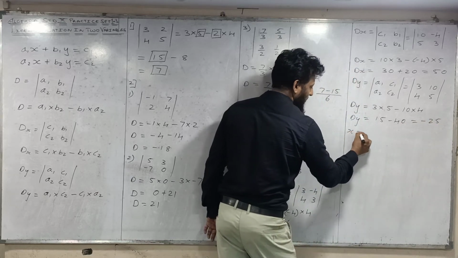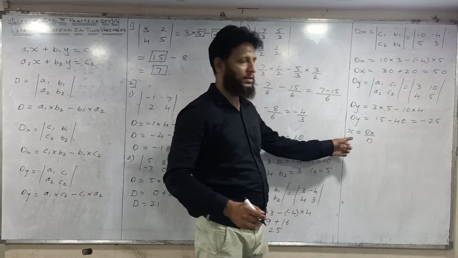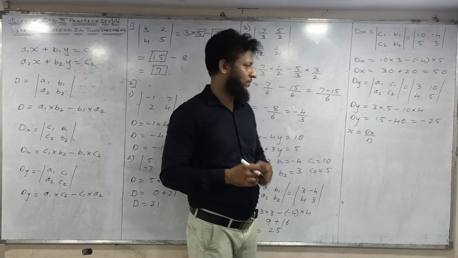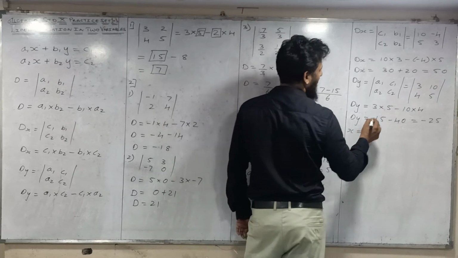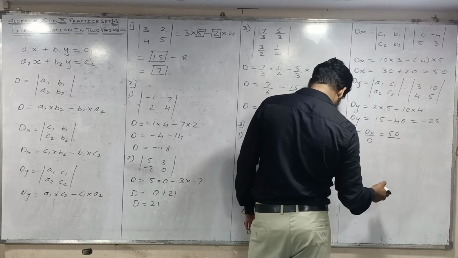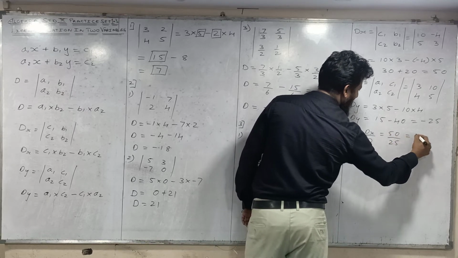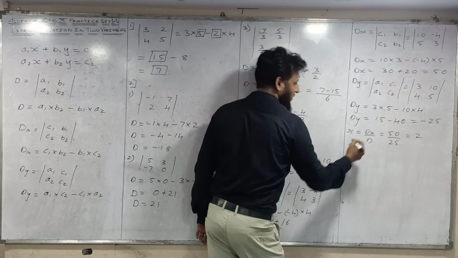Now x is equal to what? Determinant x upon d. If you want to find x, then dx upon d. So the value of determinant x is 50, and d is 25. 25 2s are 50. Okay, the x value is 2.